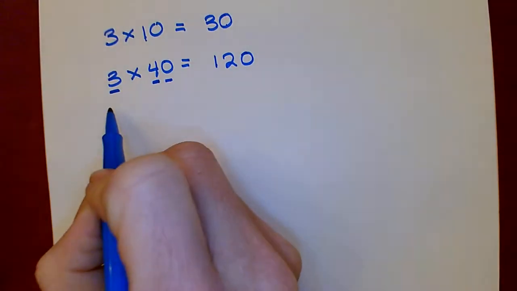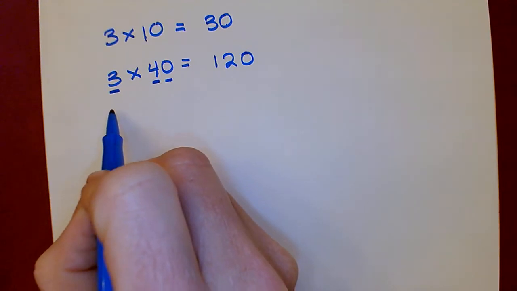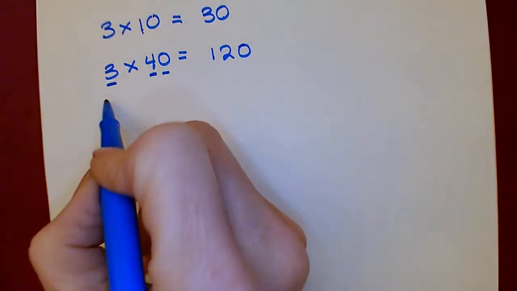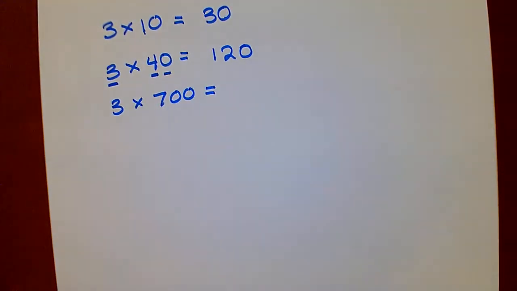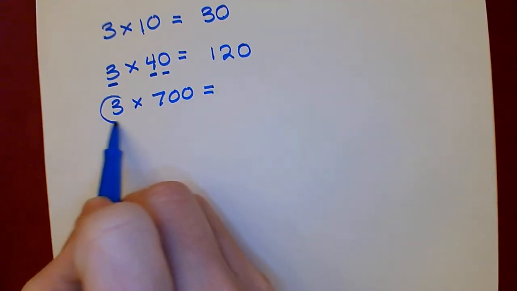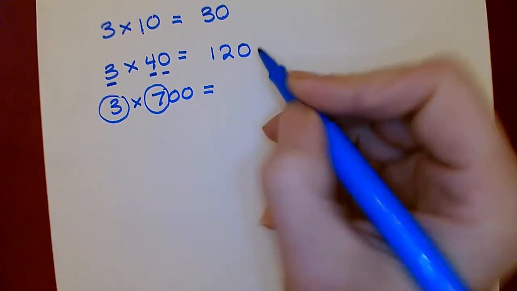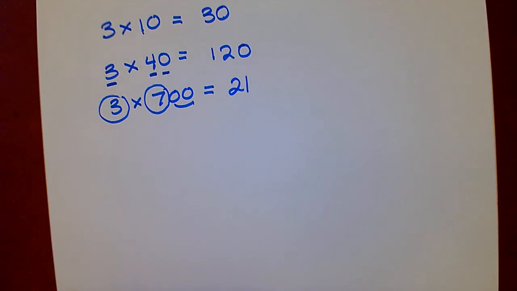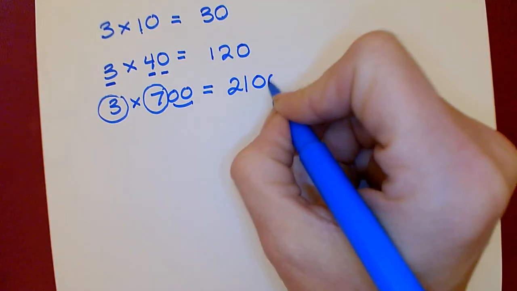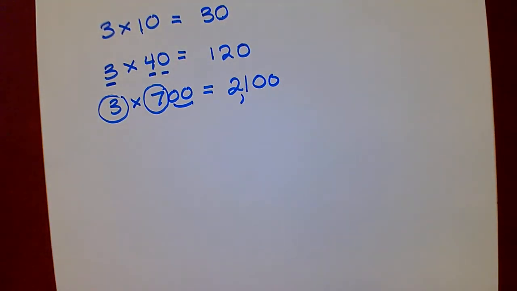Let's try 3 times 700. So now we're going to get a little bigger. Again, I'm going to multiply my 3 and my 7, which is 21. 3 times 7 is 21. And I'm going to add on 2 zeros. And so I get 2,100.